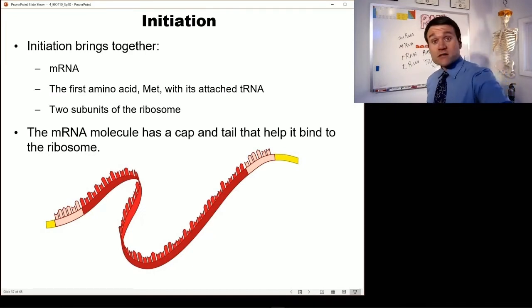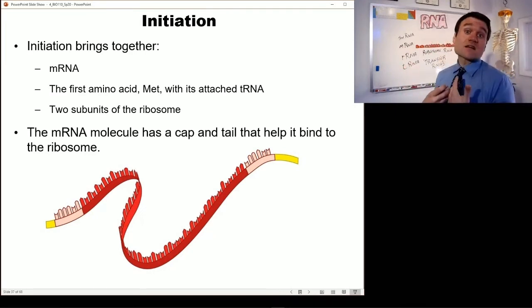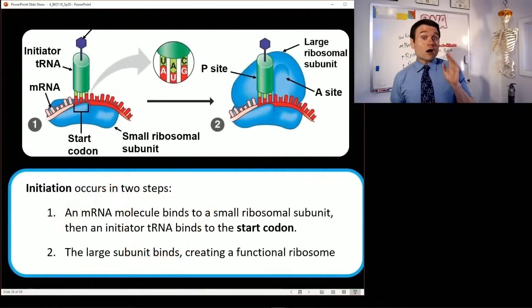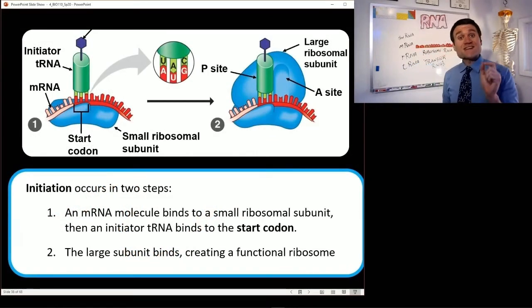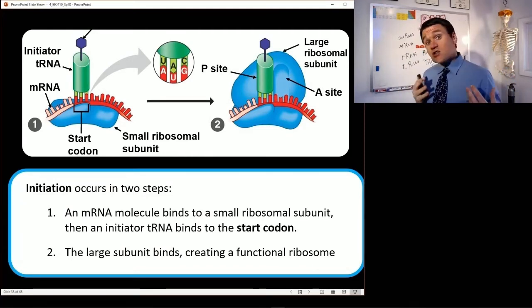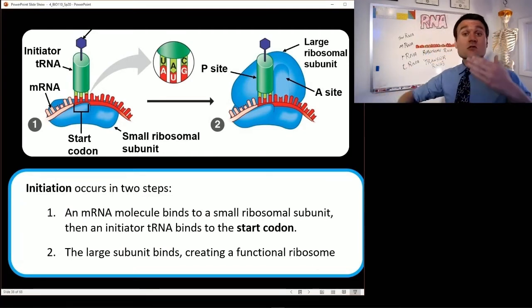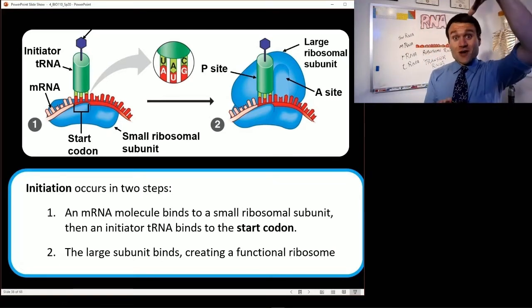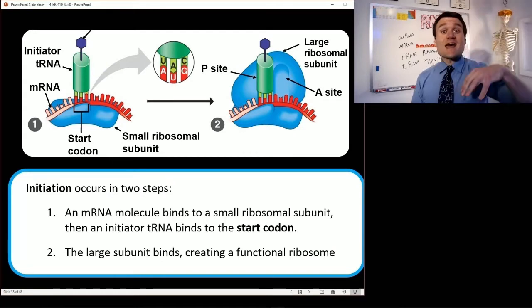All of the introns have been cut out. All of the exons have been spliced together. We're going to bring it in for the first step of translation, which is initiation. During initiation, the small ribosomal subunit is going to attach itself to the mRNA message here, to the mRNA ribbon. Then the large ribosomal subunit is going to clamp down on it.